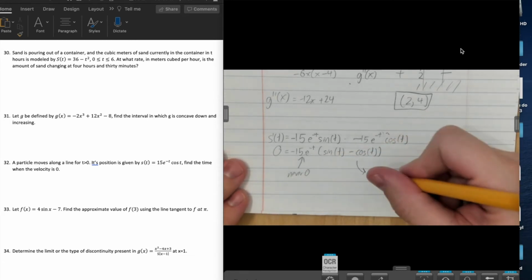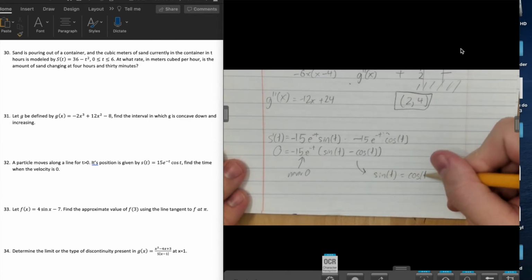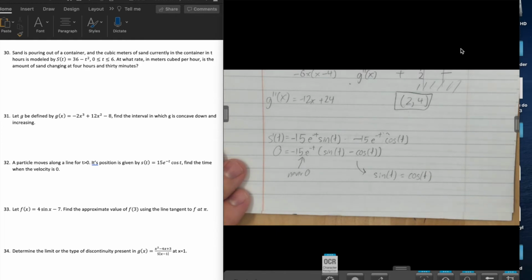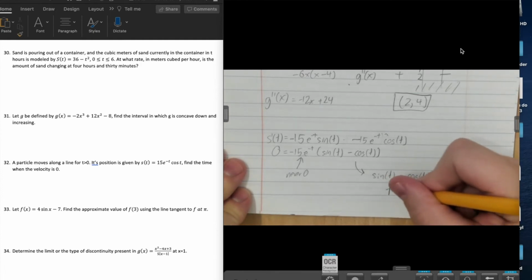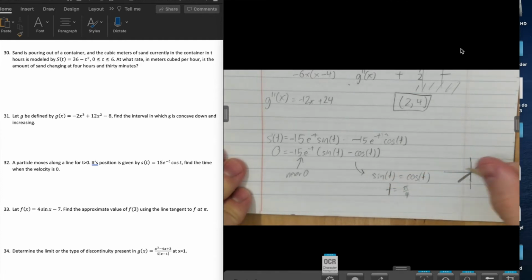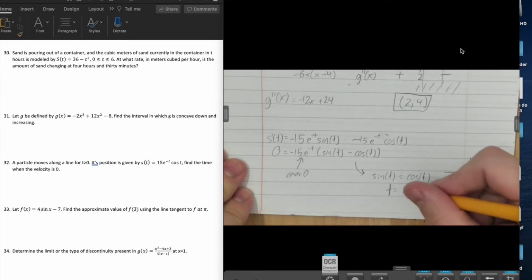And if you set this equal to 0, the other way of saying that is where is sine of t equal to cosine of t? And this is now a unit circle question. Where are sine and cosine the same values? There's two places, right here and right here. So t could be pi over 4, because that's where both sine and cosine are root 2 over 2, so that's where they're equal, or at 5 pi over 4, right here in quadrant 3, because that's where they're both negative root 2 over 2.